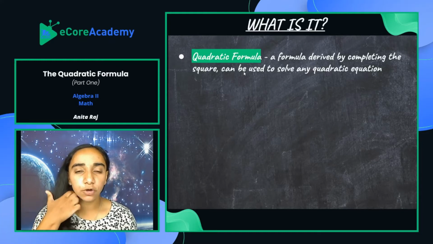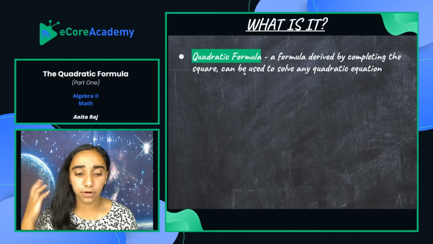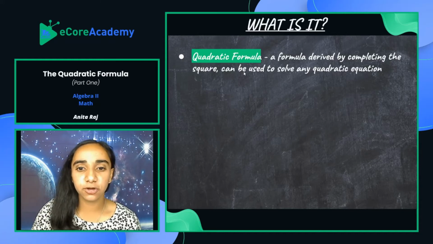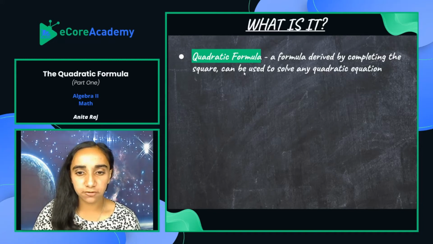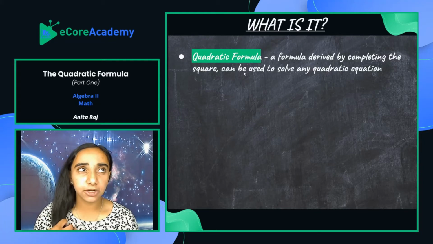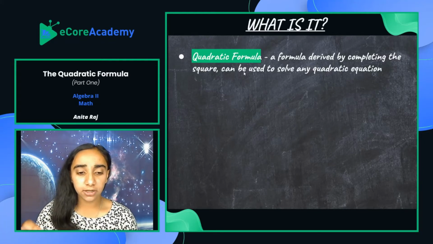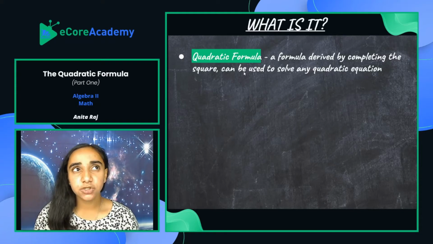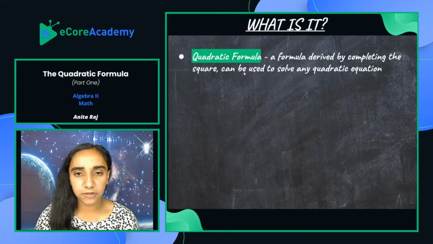So quadratic formula is a formula derived from those mathematicians who came up with completing the square. They took it a step further and they were like, let's develop the quadratic formula. So that's where the quadratic formula came from. And unlike factoring and completing the square, the quadratic formula can be used to solve any quadratic equation. So even if you're given a simple quadratic equation, like I'm going to give you an example, x squared plus 2x plus 1 equals 0.